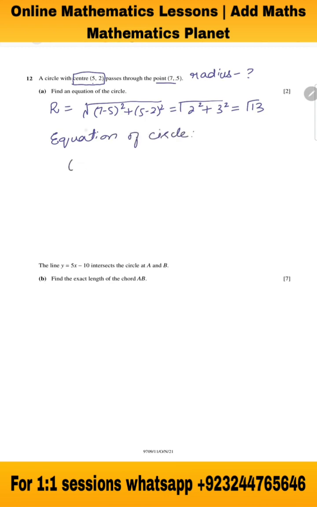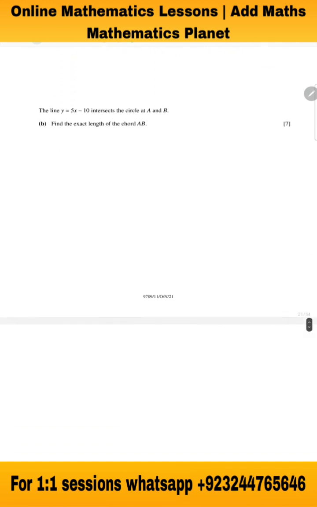Okay, so the equation of the circle would be (x − 5)² + (y − 2)² = (√13)², which is equal to 13. The line y = 5x − 10 intersects the circle at A and B. Find the exact length of the chord AB.